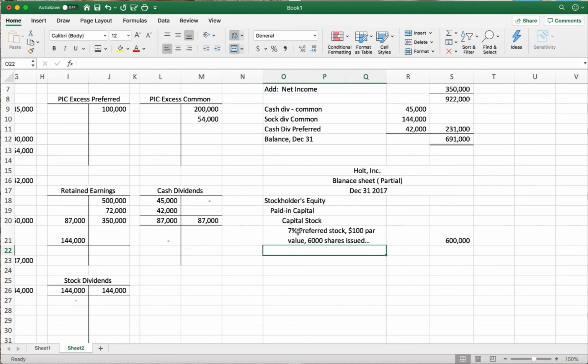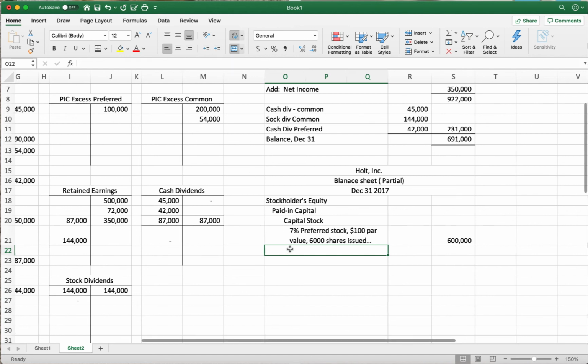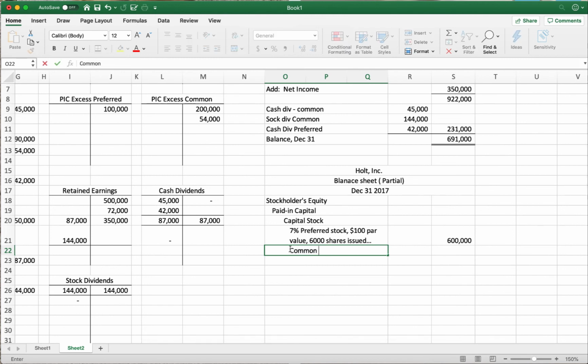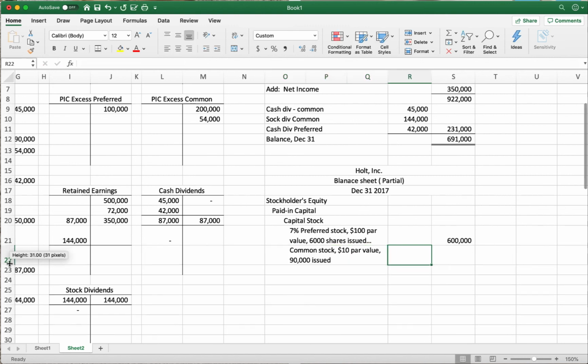Now, the next thing we need to list is the common stock that we have issued and outstanding. So I'm going to indent 4 and type in common stock. It has a $10 par value. How many shares do we have? Well, we have 90,000 shares that are issued. I know some of you are right now freaking out, having questions. Wait, I'm getting there. Just relax.